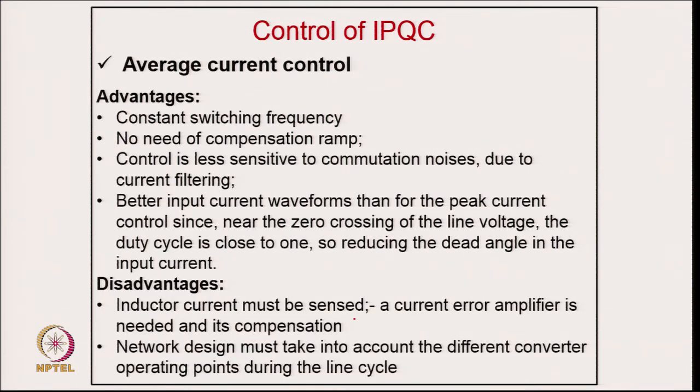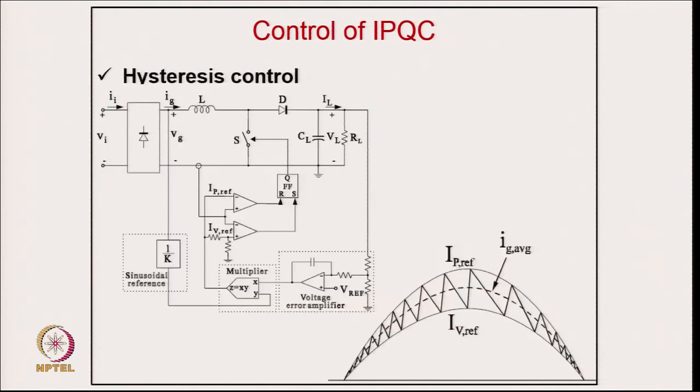The input inductor current must be sensed, and a current amplifier is needed for it and its compensation. Network design must take into account the different converter operating points during the line cycle. The third control of it, why they are so controlled, because this circuit is very extensively used.